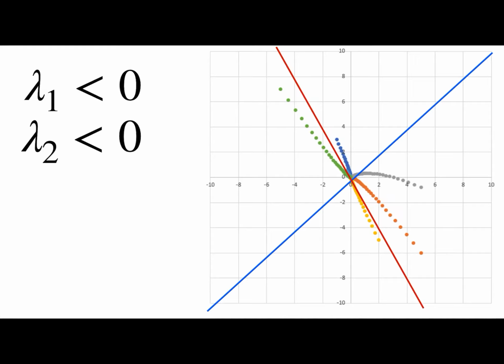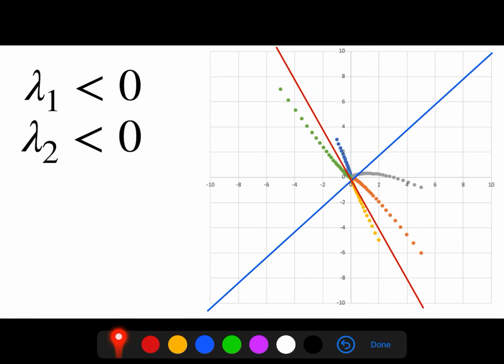Okay, so what happens if they're both negative? Well, if they're both negative, then all the points on the red line are approaching the origin, and values on the blue line are all approaching the origin. So it doesn't matter which one you point, it approaches the origin. However, it continues to approach according to these eigenvectors.